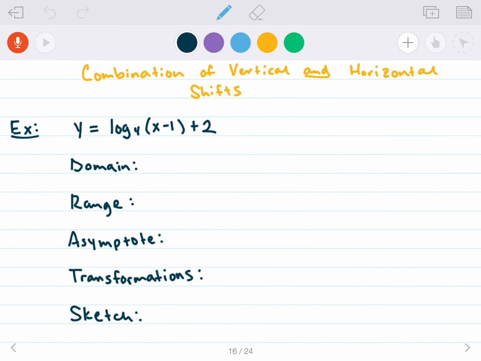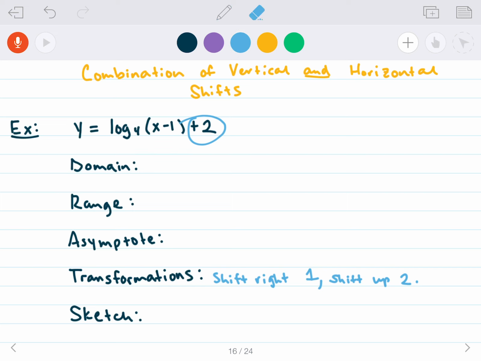All right, let's do some more examples here. I encourage you to pause the video and try this one out for yourself. Transformations. Let's look at that first. Now, what's happening in our argument? That's a shift to the right 1. And then we have a vertical shift. This is a shift up 2.